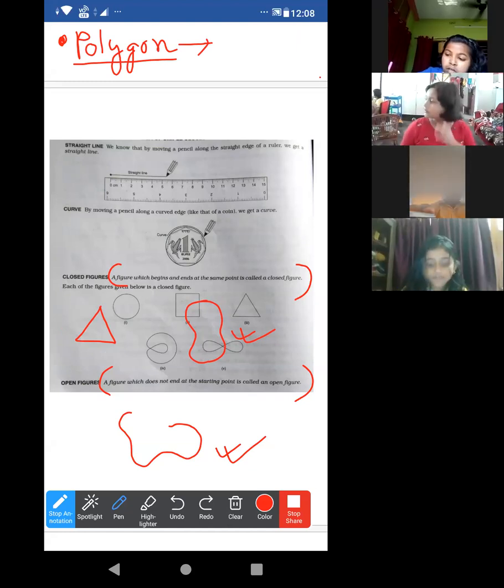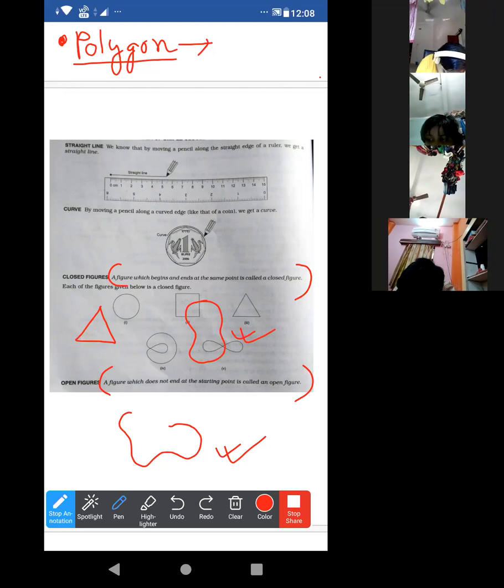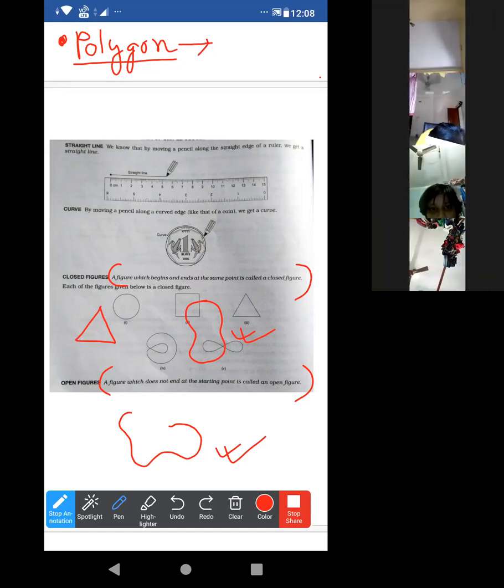Now look at this. Polygon, give heading polygon. All of you first. Sheikh Irfan, where are you?